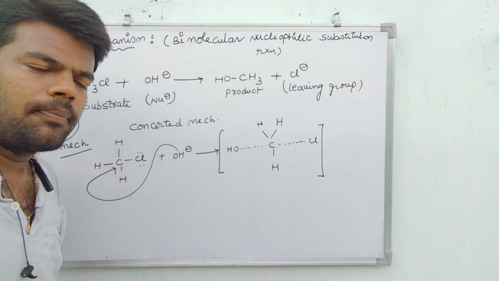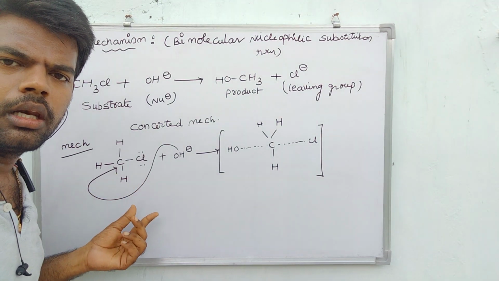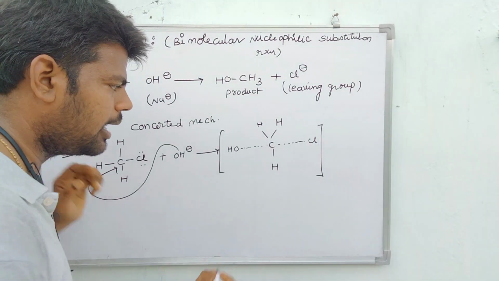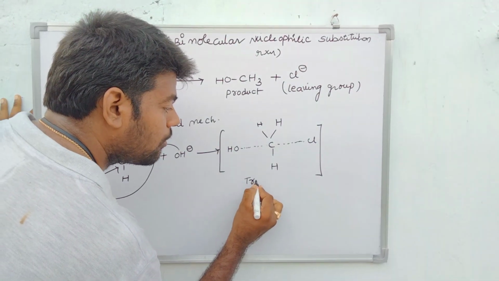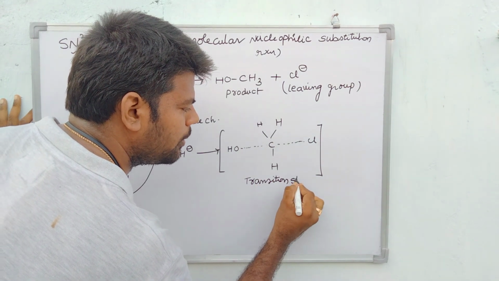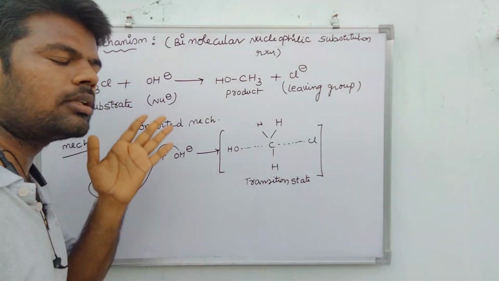If you observe how the reactant molecule is converted into a product, it is explained by the intermediate state, which is said to be a transition state. What is it said to be? It is said to be a transition state.